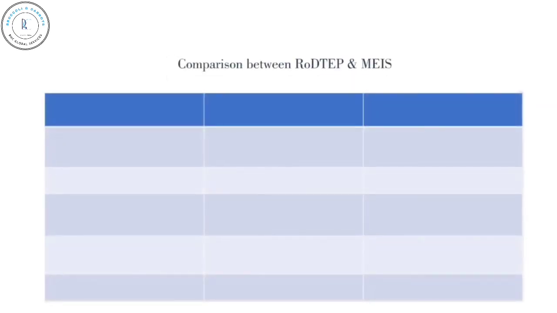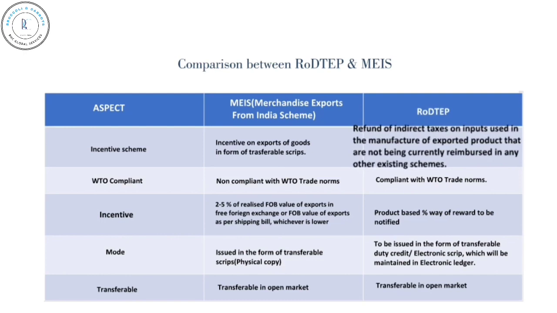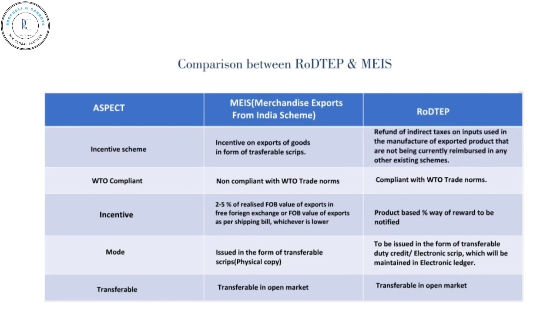Comparison between Road TEP and MES. Aspect: incentive scheme. In MES, incentive on exports of goods in form of transferable scripts. In Road TEP, refund of indirect taxes on inputs used in the manufacture of exported product that are not currently reimbursed in any other existing schemes. WTO compliant. In MES, non-compliant with WTO trade norms. In Road TEP, compliant with WTO trade norms.